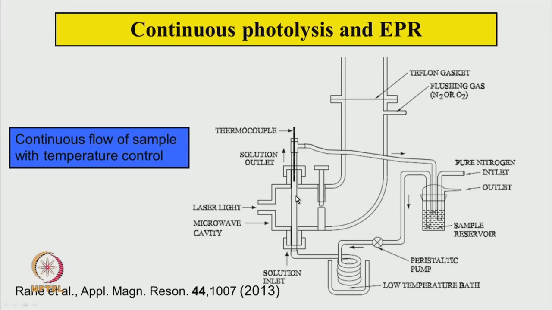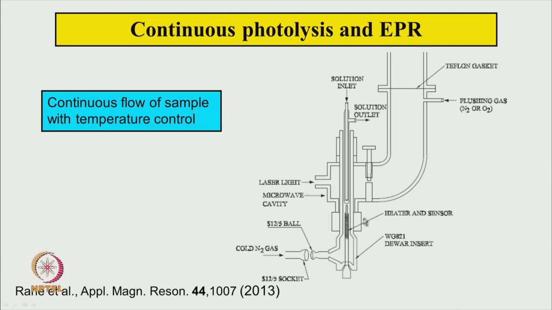And this thermostat arrangement, low temperature bath, and having the liquid go through this is to have some control on the temperature, because at lower temperature radicals could live for somewhat longer time, making it easier to record the EPR spectrum.